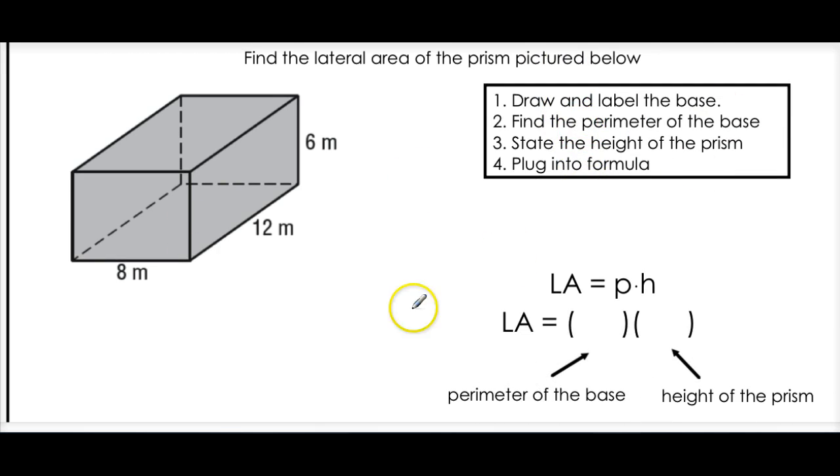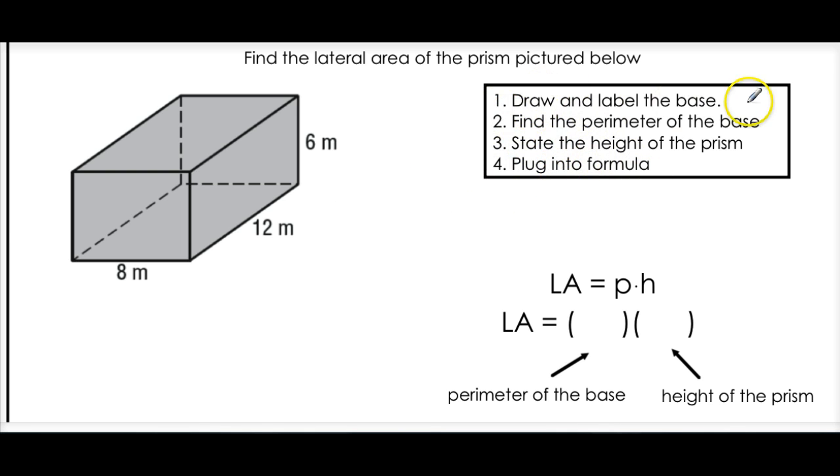So these basic steps should help you find the lateral area of any prism. All right, so let's follow along. Here's our prism. It has the base, height, all these different numbers, but now we want to find the lateral area. So let's follow these 4 steps.